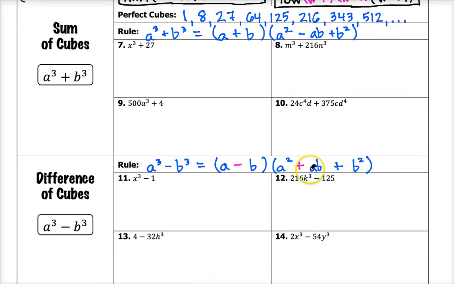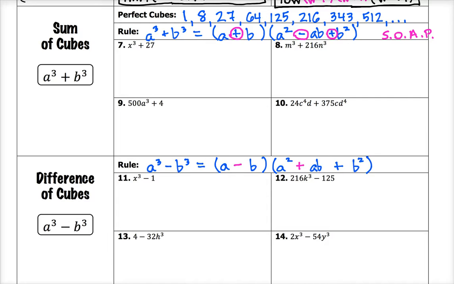So I have a little acronym to help you remember the signs for sums and differences of cubes. And that acronym is called SOAP. Okay, S-O-A-P. And that acronym SOAP stands for same, opposite, always positive. Okay, and that's a way for you to help remember your signs. So for a sum of cubes, your first sign is the same. So for a sum, it's a plus sign. Your next sign is the opposite, so a minus sign. And then the last sign is always positive.